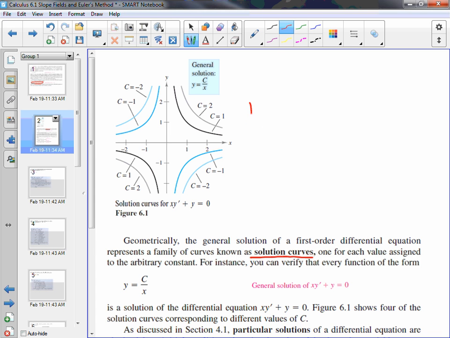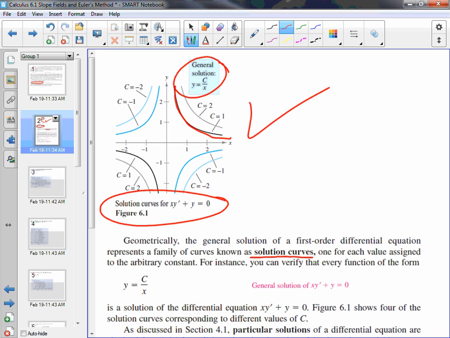So look up here at these. Every one of those graphs has a different C. Here's the differential equation. Here's the general solution. Here's what the graph looks like when C equals 1. Here's what it looks like.